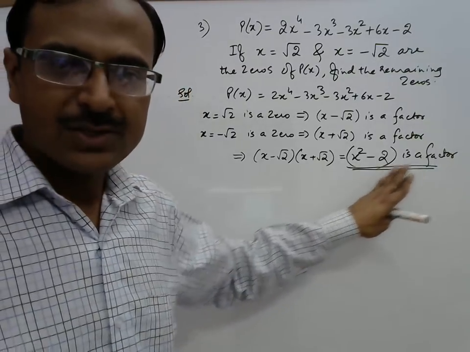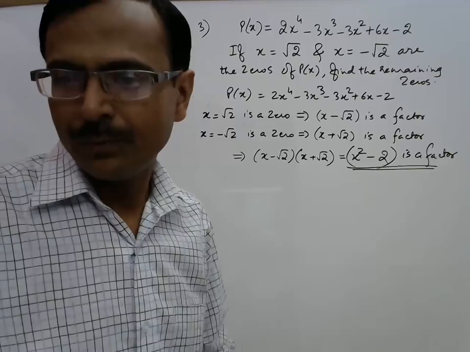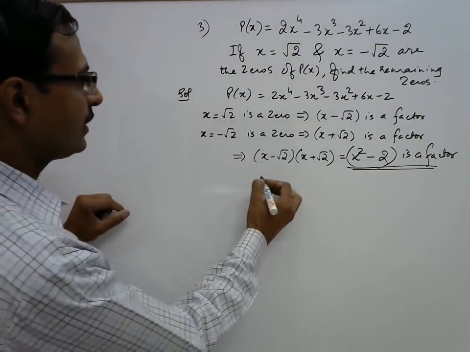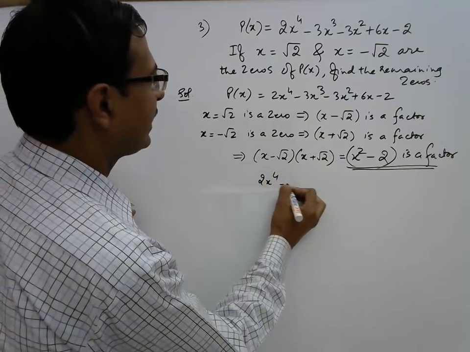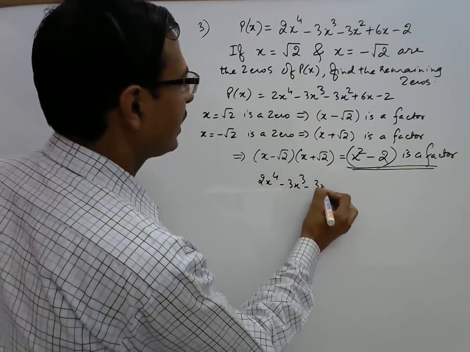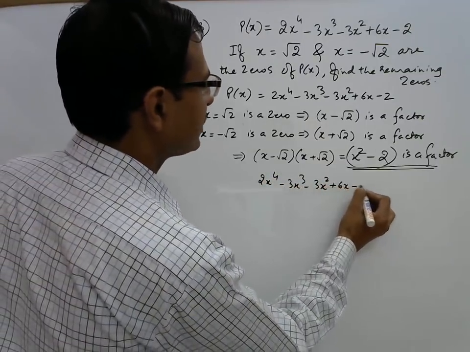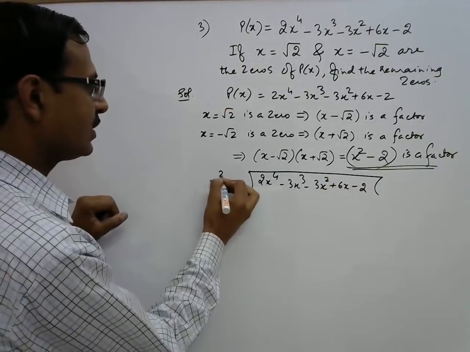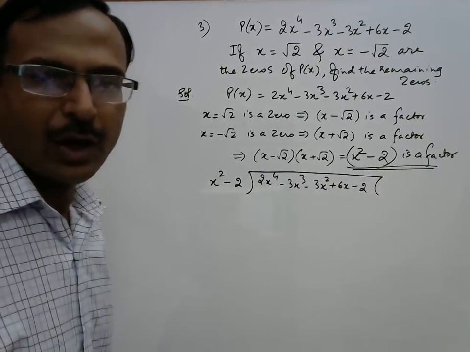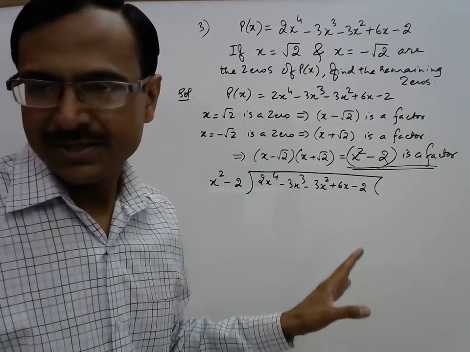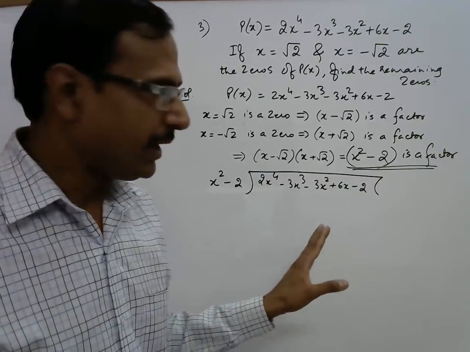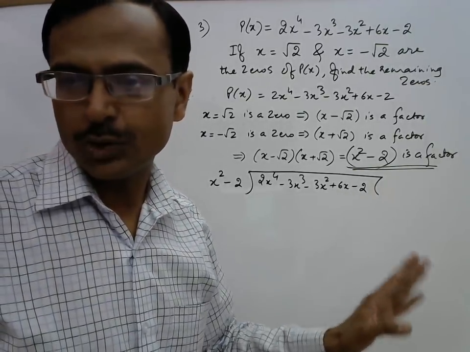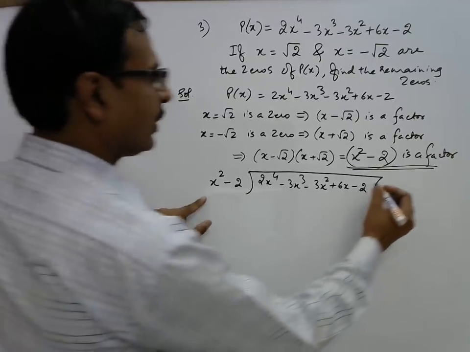Okay, x square minus 2 is a factor. So now what we will do, we will just divide the given polynomial. This is the given polynomial, 2x^4 minus 3x cube minus 3x square plus 6x minus 2, with x square minus 2. So now perform the division and just try and find the quotient here. So we need to find the quotient now. So just divide. You can do it yourself.